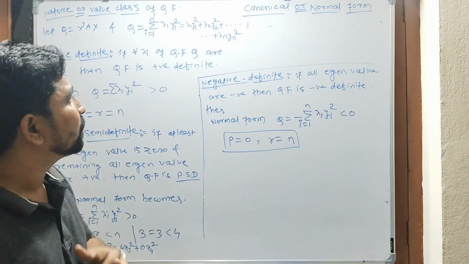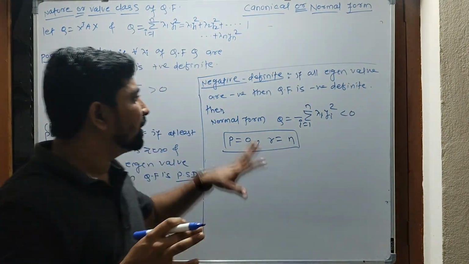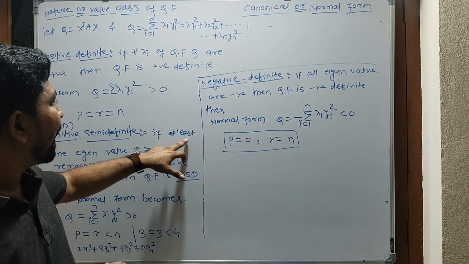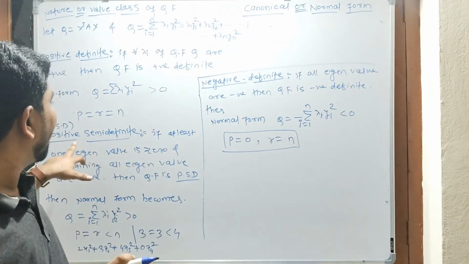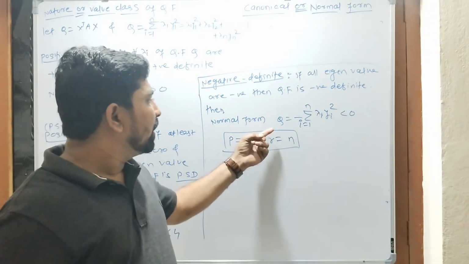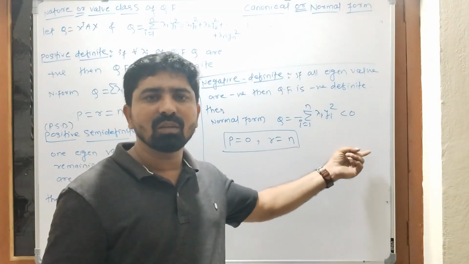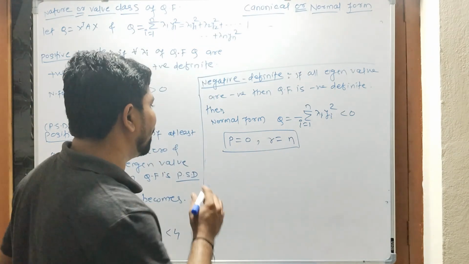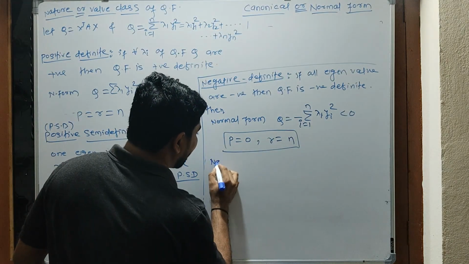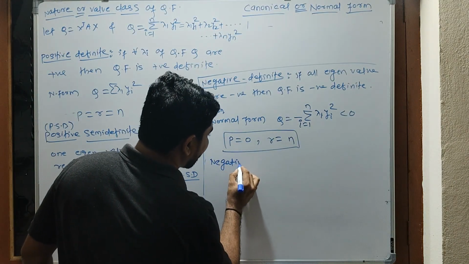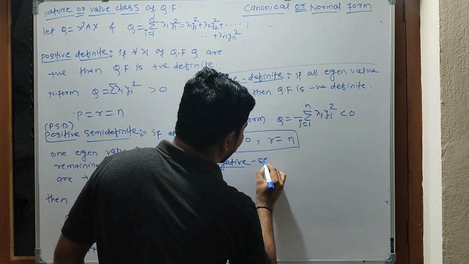Now I want to define negative semi-definite. In the same way as positive semi-definite, if at least one of the eigenvalues is 0 and all the other remaining eigenvalues are negative. Here I will define negative semi-definite.